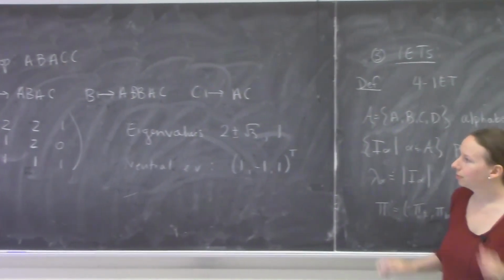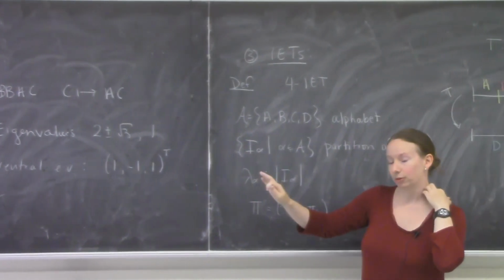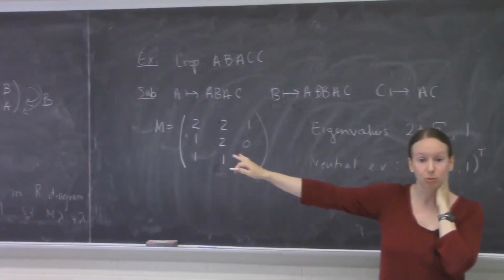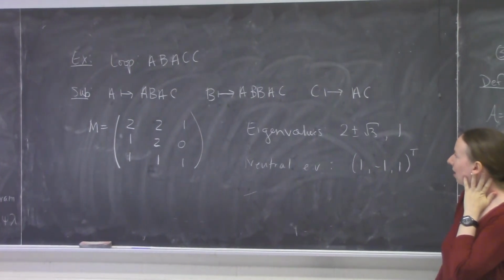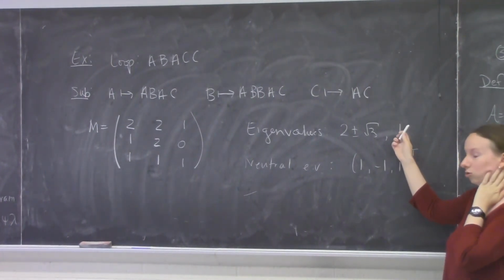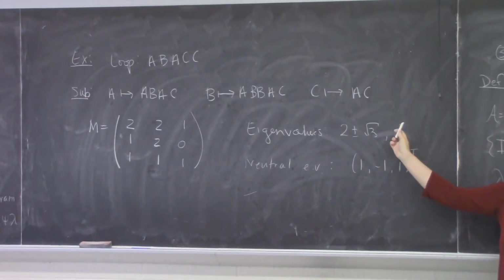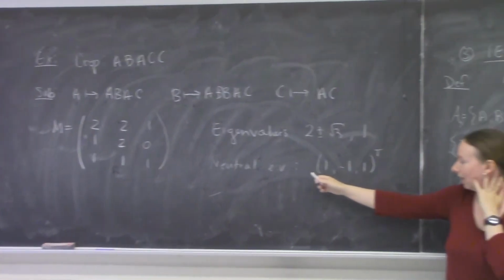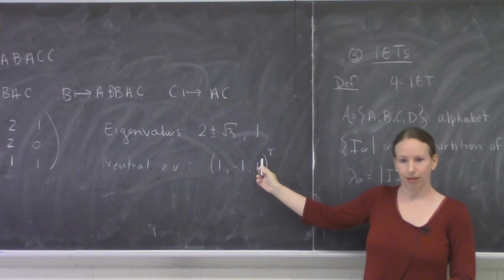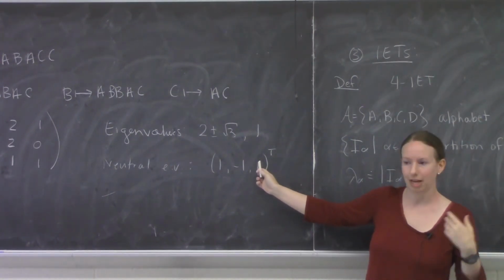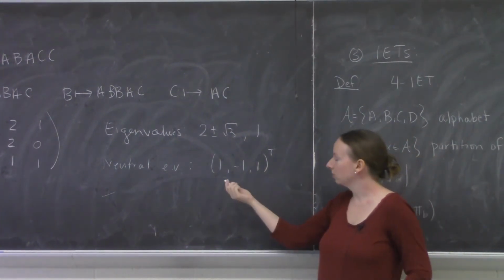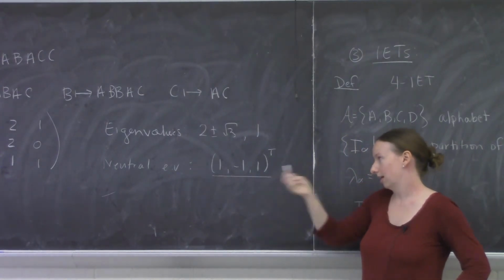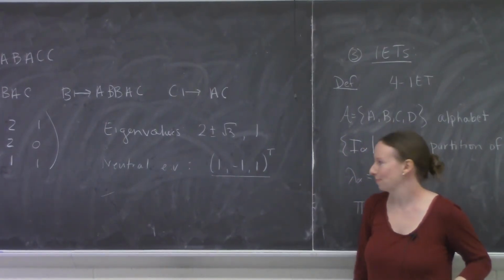So when you're looking at these self-similar 3 IETs, no matter what loop you choose, it always has a neutral eigenvalue. And the neutral direction, the eigenvector, is always this eigenvector for this particular class. And when you're trying to prove things, depending on what you're trying to prove, this is extremely useful.